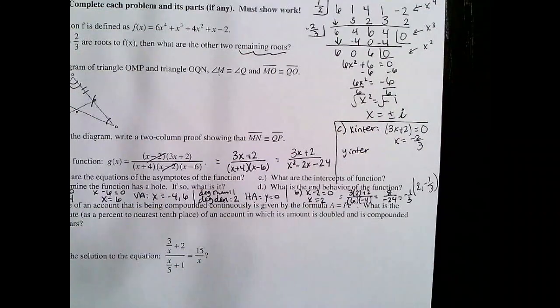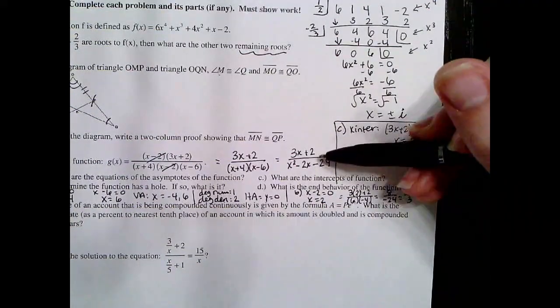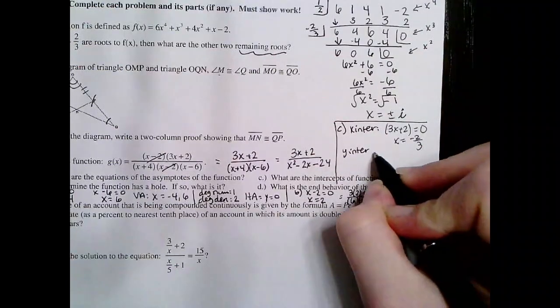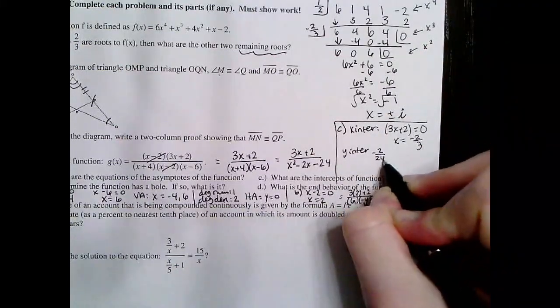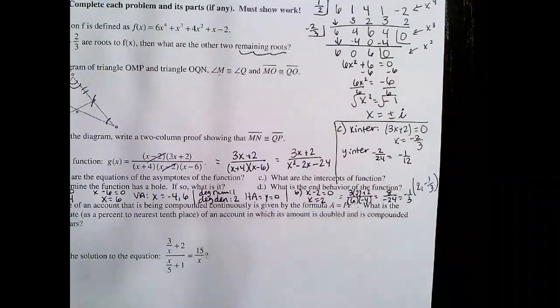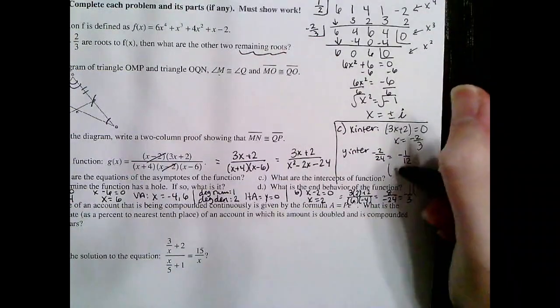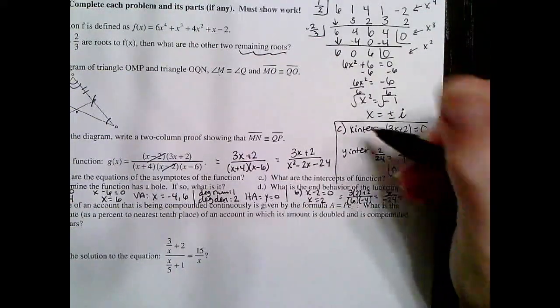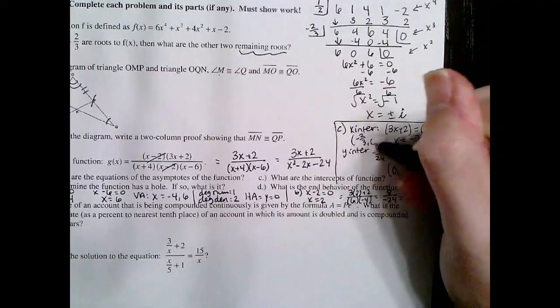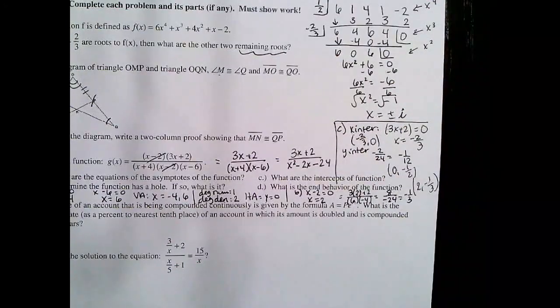The y-intercept just goes from the parts without x on them, so it is negative 2 over 24, which just comes down to negative 1/12. So there's a y-intercept at (0, negative 1/12) and an x-intercept at (negative 2/3, 0). Again, see it through Desmos.